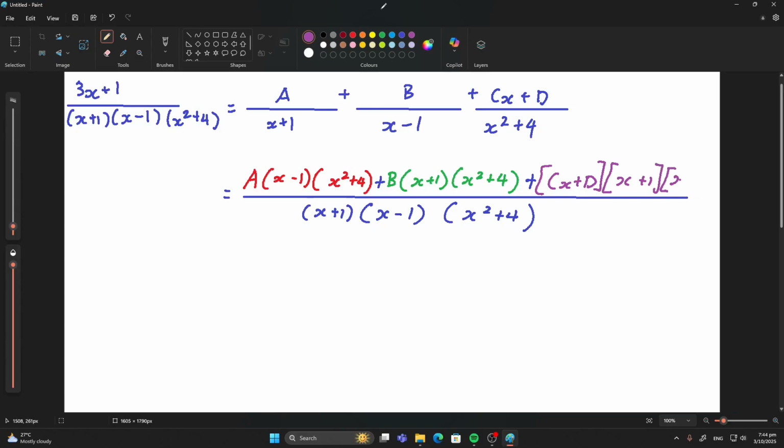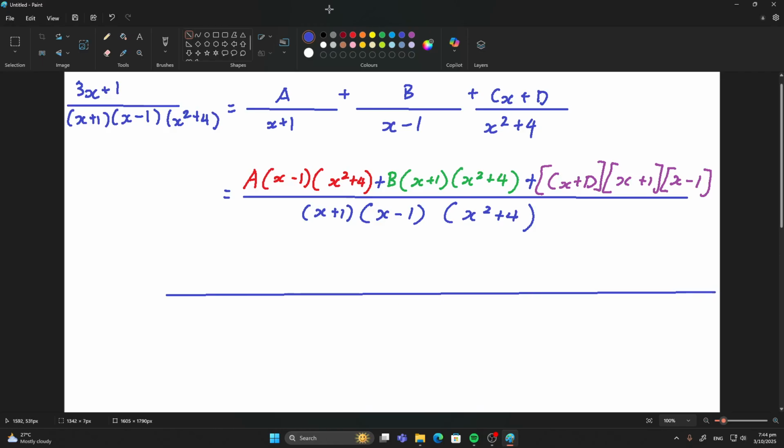Why am I using square bracket? I have no idea. I just thought it would look better. Anyway, nothing too deep.